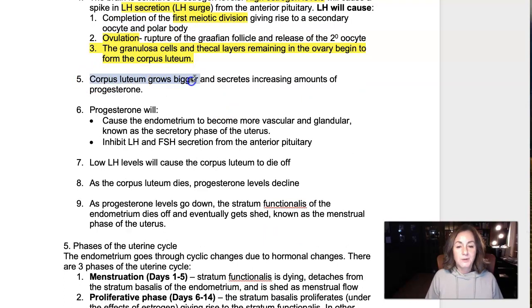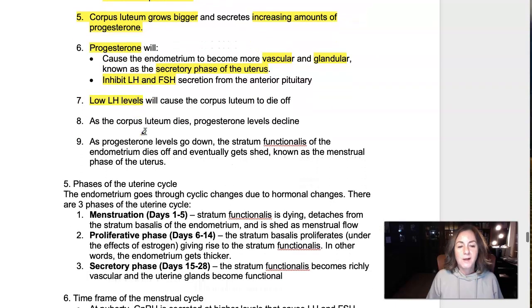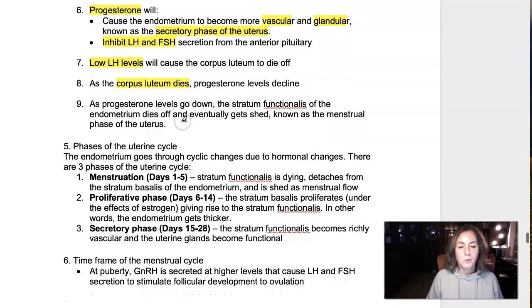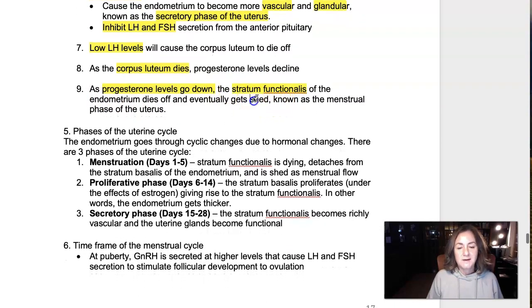Corpus luteum is going to get bigger under the effects of LH, and the corpus luteum is going to secrete more and more progesterone. And what progesterone is doing is it's causing the secretory phase of the uterus, the rich blood supply, glands start working, but it also inhibits LH and FSH. So once you inhibit that, those low LH levels are what are going to cause the corpus luteum to die. Progesterone levels will naturally go down. Stratum functionalis can no longer be maintained, dies, and is shed.